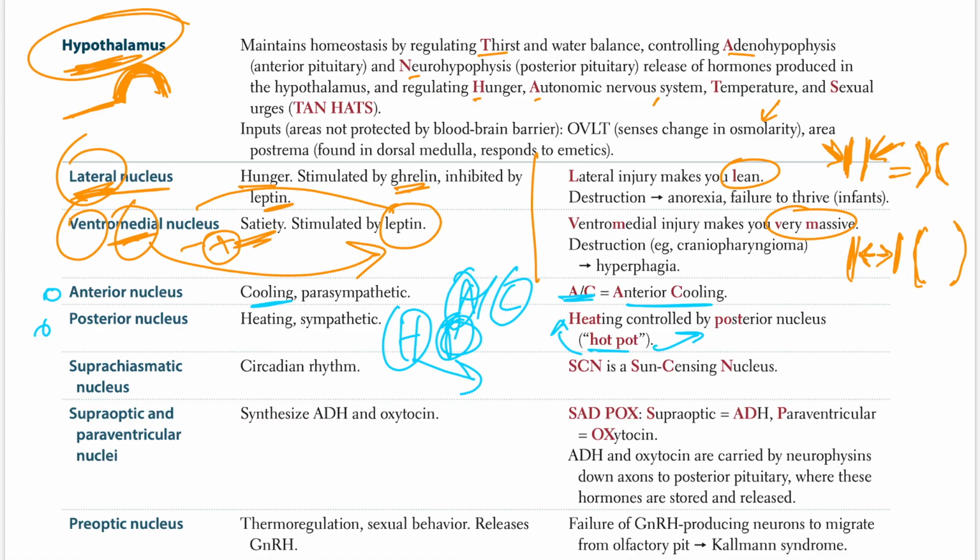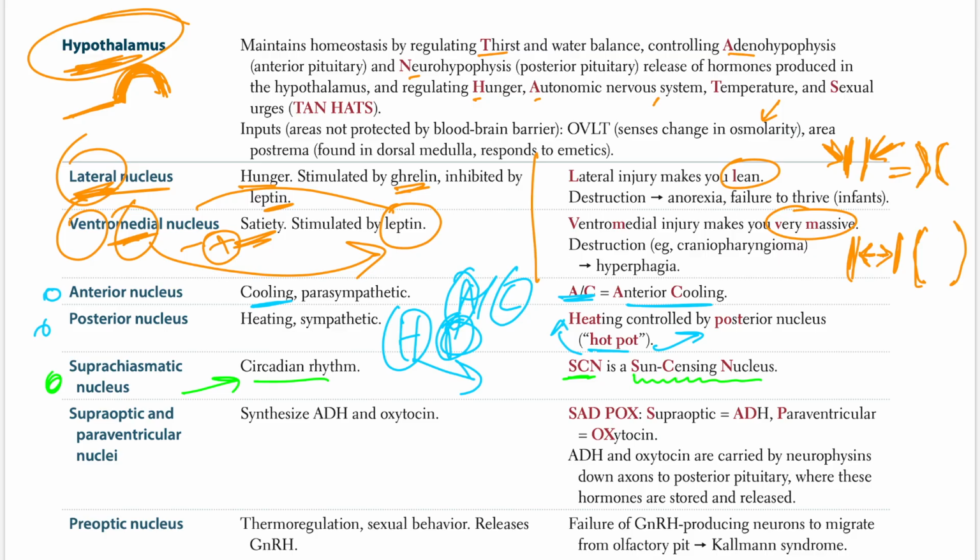Looking at the next one, we have suprachiasmatic nucleus, circadian rhythm. SCN, suprachiasmatic nucleus, is the sun sensing nucleus. You already know that. We don't need a mnemonic. Suprachiasmatic is the circadian rhythm. Circadian rhythm is all about melatonin and all that, the sleep-wake cycle.